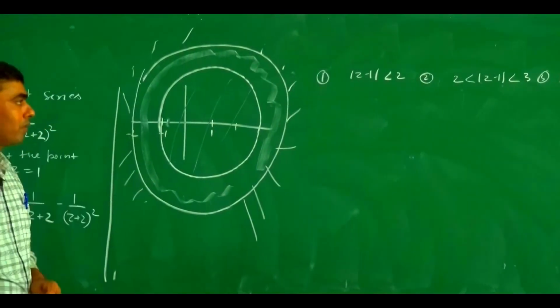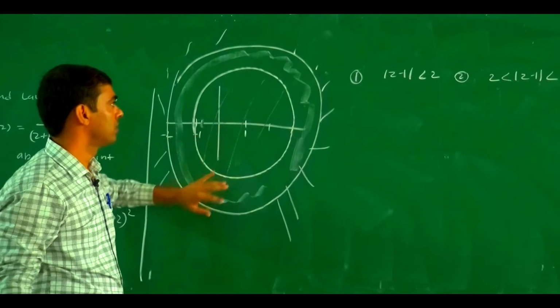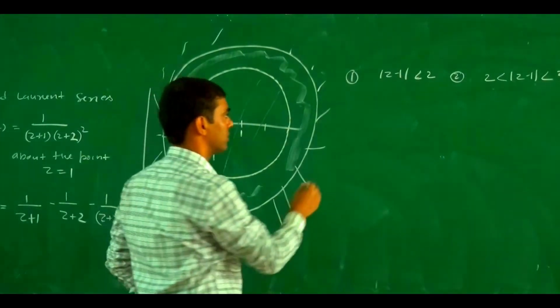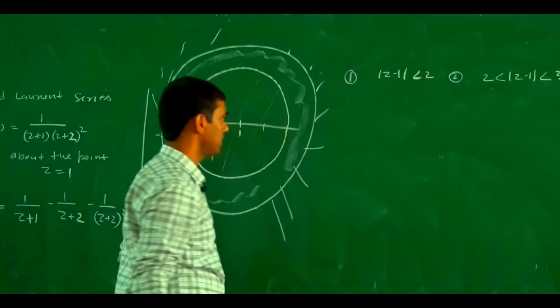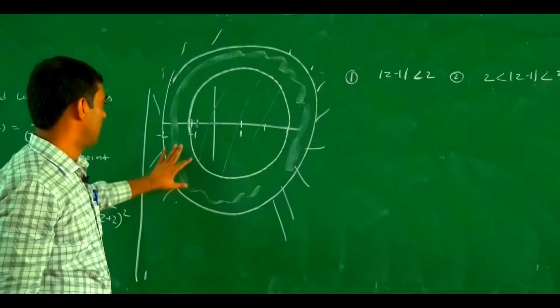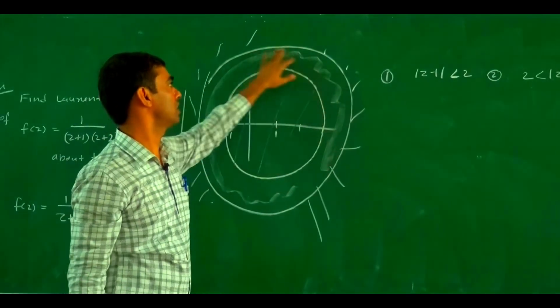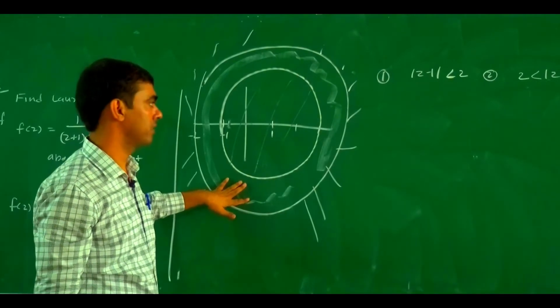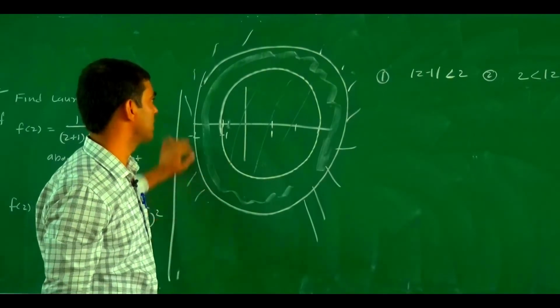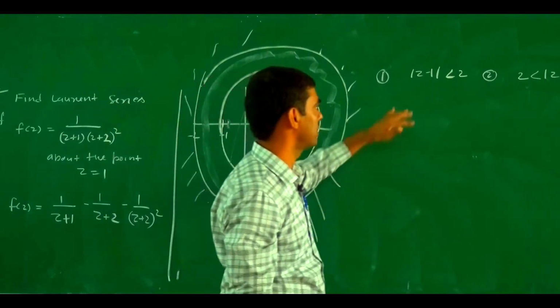Why do we divide into these regions? Because in each region the function is analytic. The second region is this annular region, and inside this annular region the function is analytic. The third one is this outer region. So there are 3 regions where we try to find a Laurent series expansion.